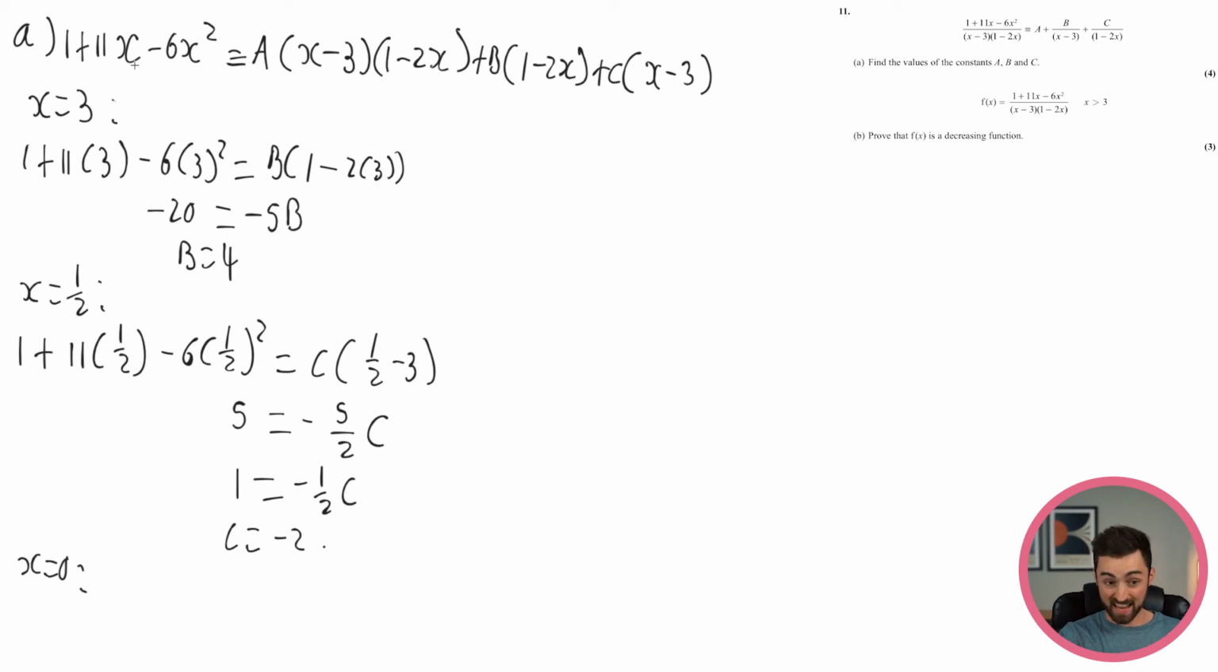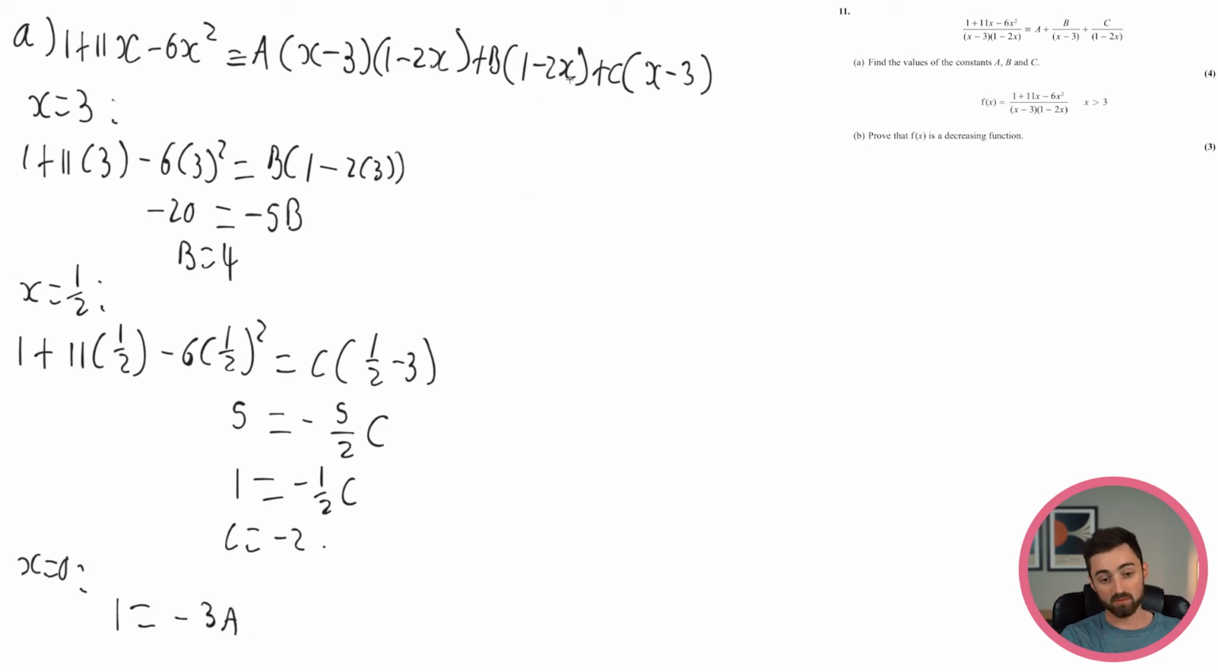On the left-hand side, that goes and that goes, so I'm just left with 1. And then on the right-hand side, I get what? So this term's going to go to 1, isn't it? 1 minus 0. And then I get 0 minus 3, so I'm just going to get minus 3a there.